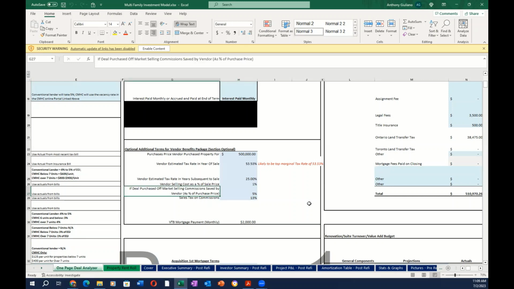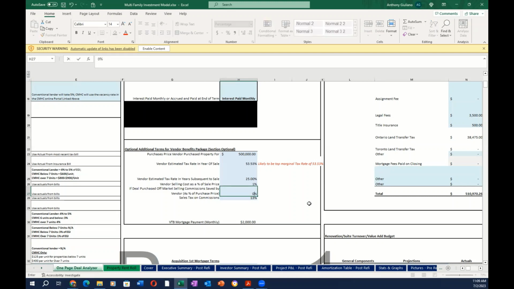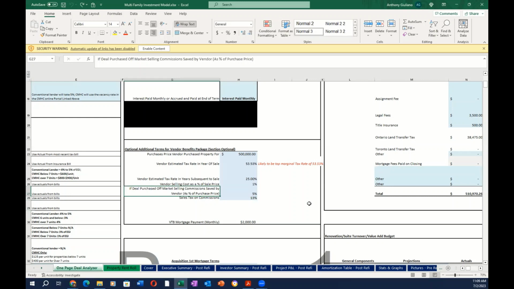Now, if I'm purchasing this on market with a VTB mortgage, this would ultimately be zero, because there is still going to be a commission paid to the broker. So this is just an opportunity to present to the vendor the savings that you can generate by selling this property off market to an individual.